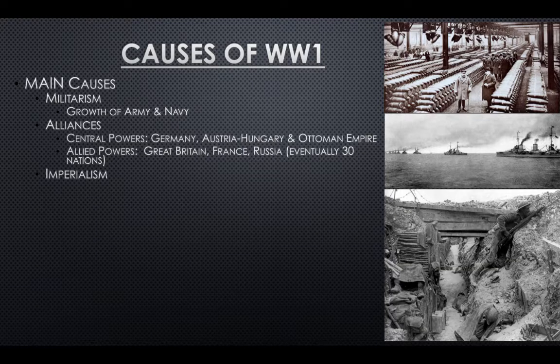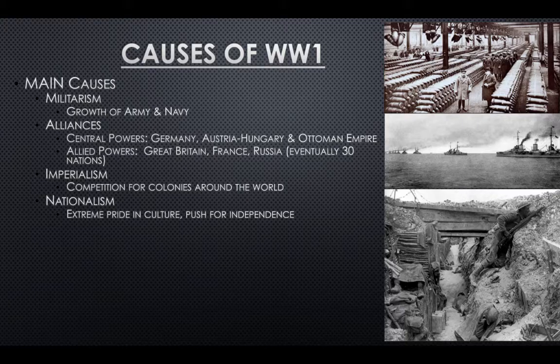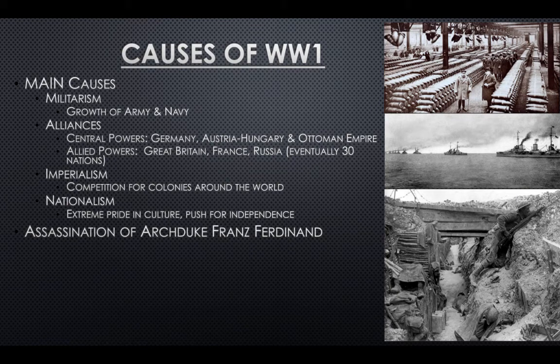The I is for imperialism, the continual competition for colonies across the globe, and N is nationalism. So we see the growth of that extreme pride in individual cultures and push for independence. Specifically, we see this in regions like the Balkans, which eventually leads to the assassination of Archduke Franz Ferdinand from the Austro-Hungarian Empire. With this assassination, it really is the spark that starts the war. It puts the alliance system into practice, and eventually we see the German invasion of Belgium and then eventually into France, leading us to what we consider World War I.